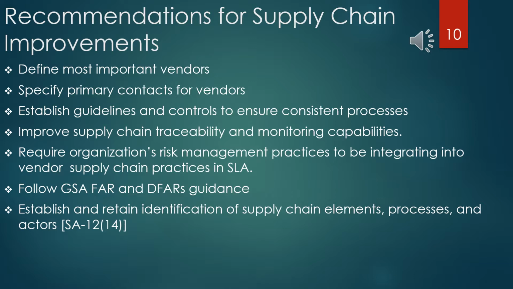Recommendations for supply chain improvements include defining and identifying the most important vendors, specifying primary contacts for those vendors, improving supply chain traceability and monitoring, requiring guidelines and controls for consistent processes to include requiring organizations to include vendor supply chain risk management practices and procedures in their service level agreements, and familiarizing oneself and leveraging existing federal acquisition regulations. Guidelines can be found in DFARS, FARS, and ISO and IEC standards.